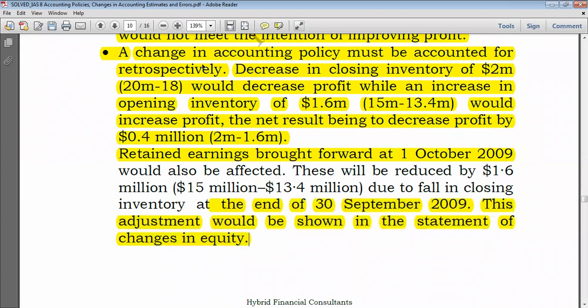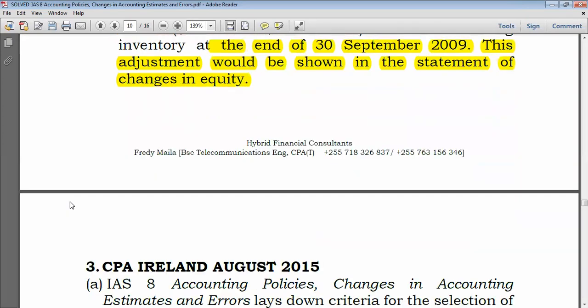Retained earnings is part of equity. So when there is a change, you have to go there and incorporate that change. Go to the statement of changes in equity, prepare the line of retained earnings, and make your changes there, just like that. So this question is over.